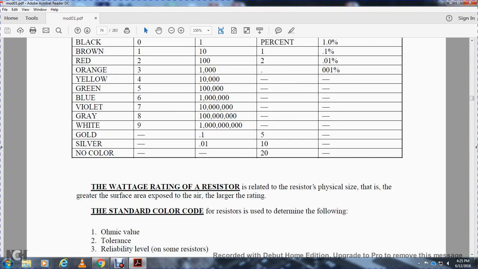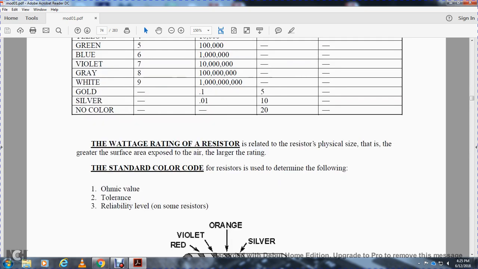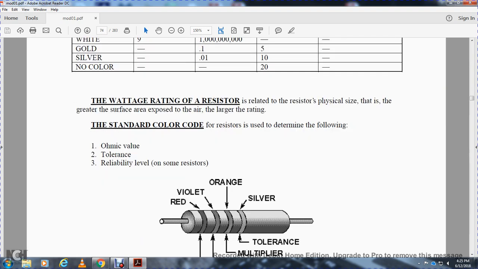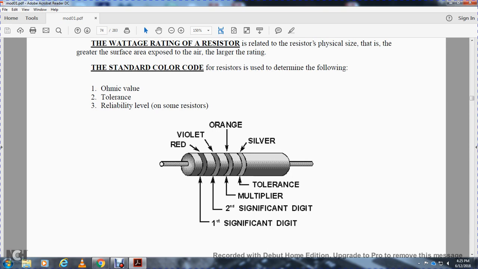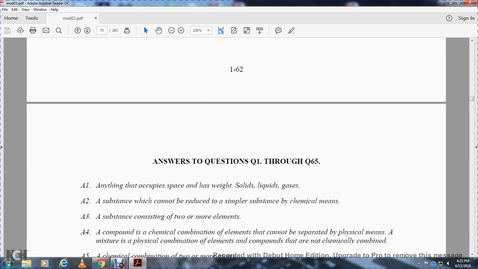The wattage rating of a resistor is related to its physical size. The greater the surface exposed to the air, the larger the rating. The standard color code on a resistor determines the following: ohmic value, tolerance, and reliability level. For example: red, violet, orange, silver. From the end farthest away: significant digits, multiplier, and tolerance. And that completes the chapter 1 summary.